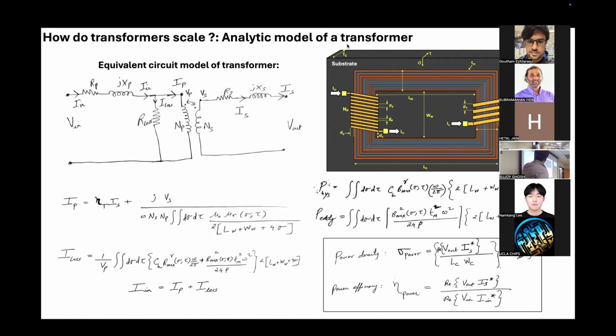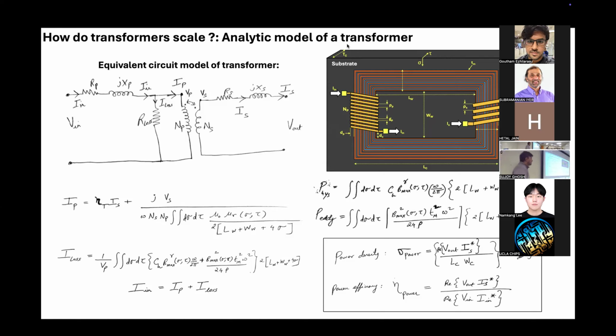And then you have this, basically this is where the transformation happens. So this is a coupled inductor. And then on the secondary side, you have its own resistance and inductance to model the parasitics of the secondary term, right? And so what you can do, using this equivalent circuit model, is compute the primary current in terms of the secondary current as well as the other parameters of this equivalent circuit, right?